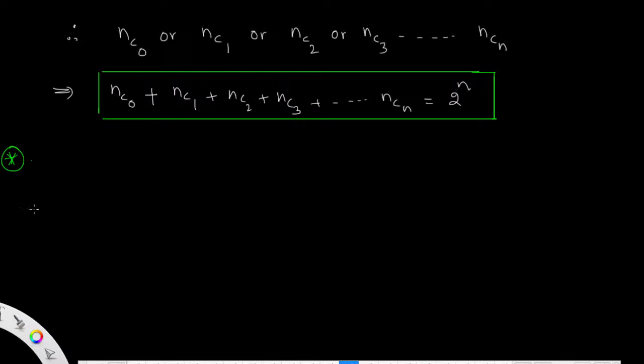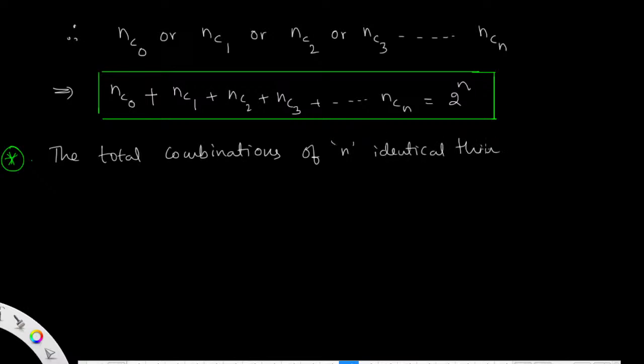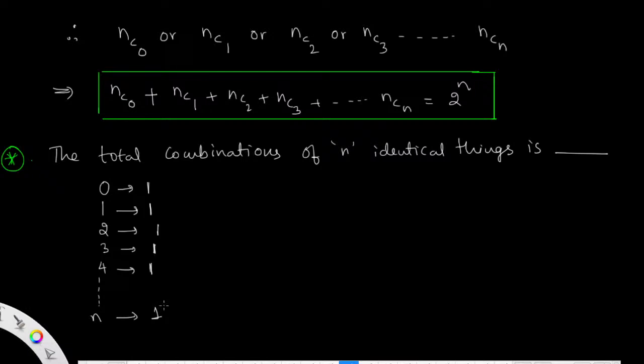The total number of combinations of n identical things: how many can we get? Here we consider the total number of combinations of n identical things. Zero selection, which means rejection, is only one way. If there is one thing, we can select it in only one way. If there are two things, we can select in one way. If there are three, only one way, since they are identical. Four things, only one way. Similarly for n things, the maximum, this can also be selected in only one way.